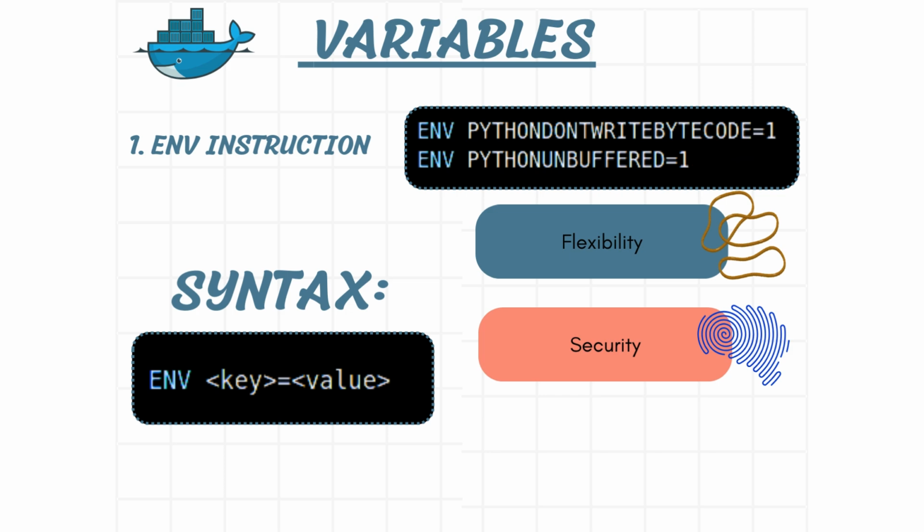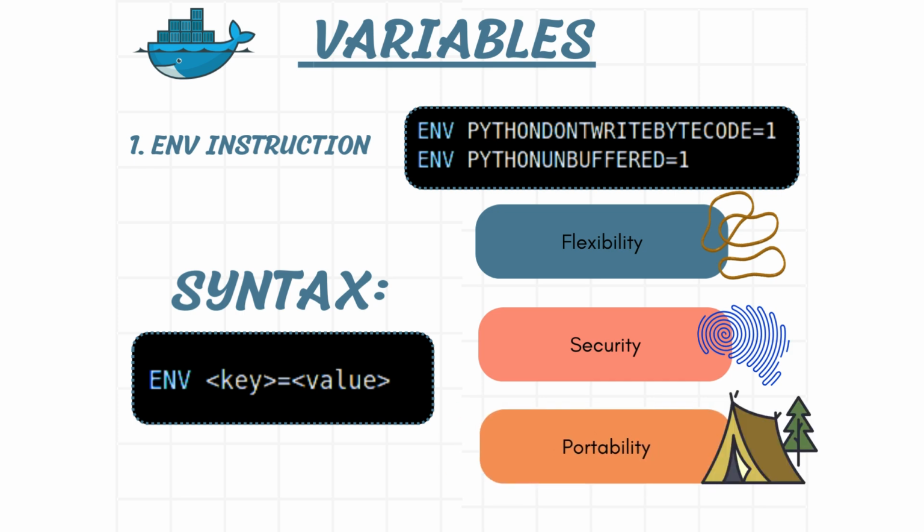In summary, the ENV instruction is a powerful tool for setting environment variables that configure the behavior of your applications inside Docker containers. It enhances flexibility, portability, and security by allowing you to manage configuration settings centrally and dynamically. With practical examples like PYTHONDONTWRITEBYTECODE and PYTHONUNBUFFERED, we can see how environment variables help tailor the application environment to be more efficient and responsive.